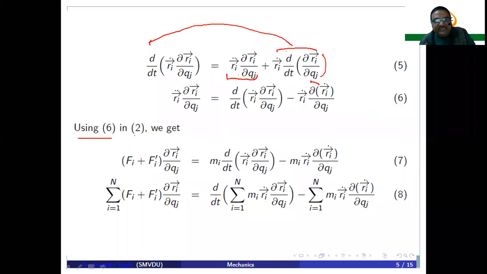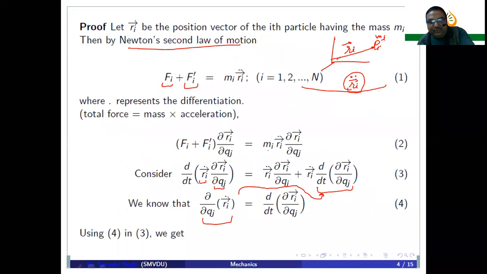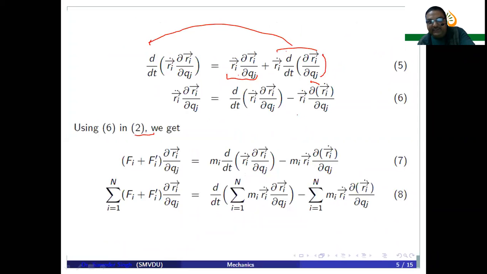Now, using 6 in 2, we replace this quantity by this quantity. So equation 2 becomes this, and this is equation number 7. If we take the summation with i going from 1 to n, as the number of particles, and similarly take the summation here, mi will be inside and the summation will be there. So this quantity and this quantity, we get this equation number 8.